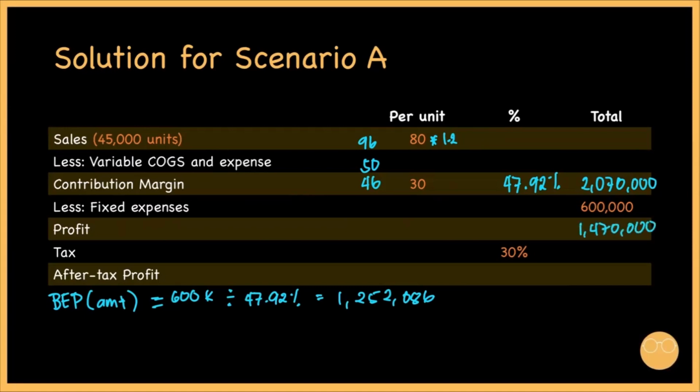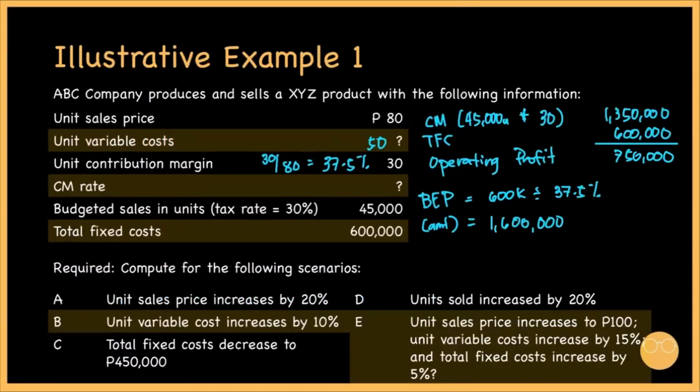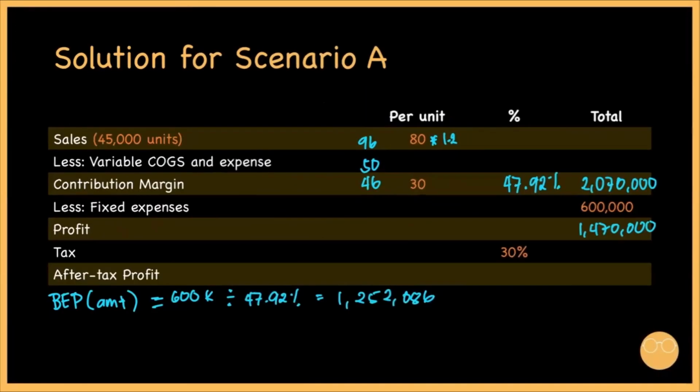1,470,000. If you notice, if there is an increase of 20% in the unit sales price, the operating profit will increase from 750,000. It will now be 1,470,000. That is before tax.